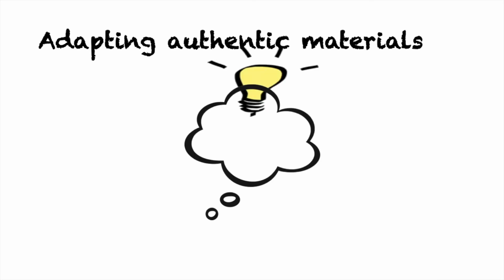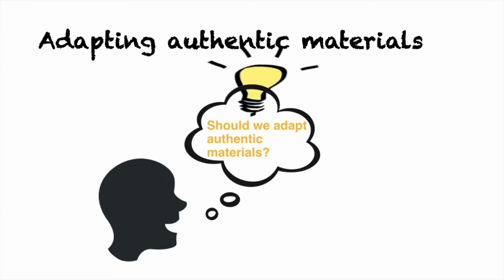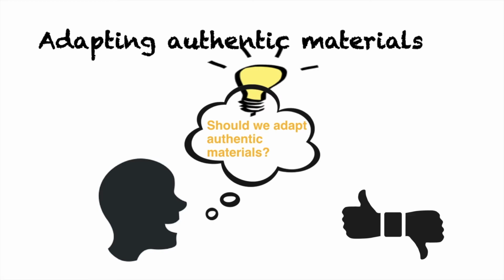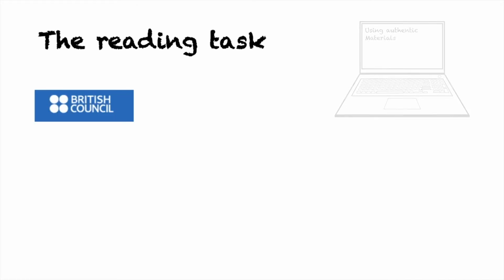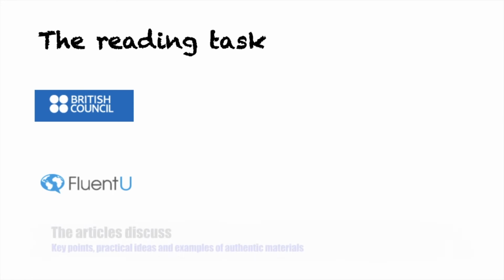We've nearly reached the end of the video, but before we say bye, we'd like to give you the details for this week's tasks. For the first one, we'd like you to consider the question we've just been discussing. We'll be talking more about this in our next face-to-face session, so think about how you feel about adapting authentic materials. The final activity is this week's reading task. On your screen, there are the links to 2 short articles which cover key points, practical ideas, and examples about how to use authentic materials.